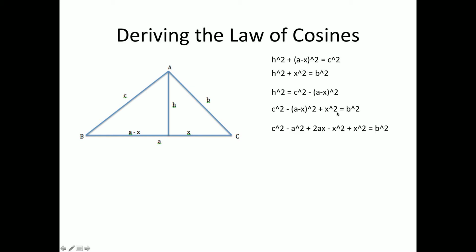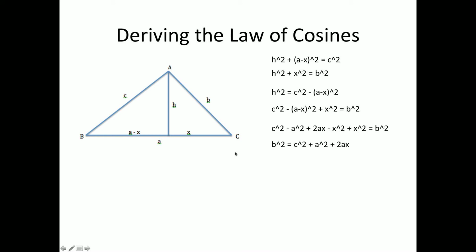The next step is we distribute this right here, we multiply it out. So you're going to have c squared minus a squared plus 2ax minus x squared plus x squared equals b squared. For the next step, we take the negative x squared and the positive x squared, and they cancel out. Now I just flipped it around here. So now b squared equals c squared minus a squared plus 2ax.